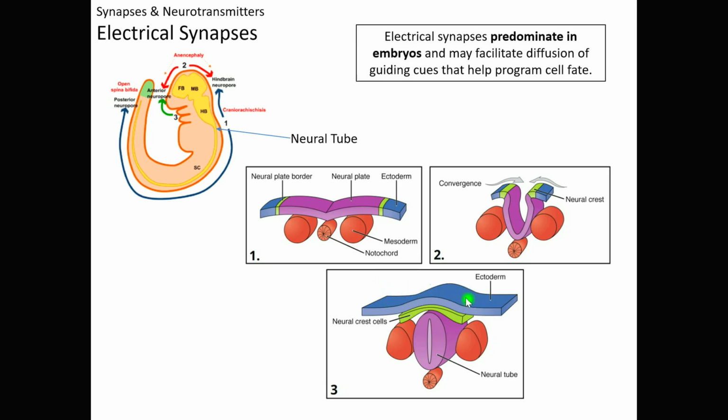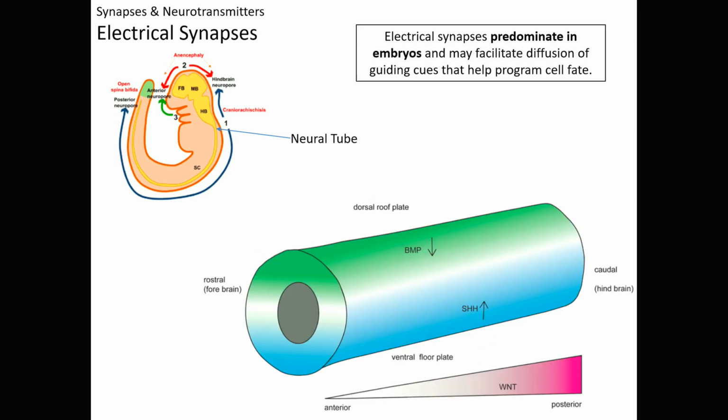So it's being produced on the dorsal side of the neural tube. And then later, the neural tube will actually start producing it itself from the region called the dorsal roof plate here. So BMP is a guiding cue that's being produced on the dorsal side of this neural tube, either by the overlying ectoderm or eventually by the dorsal roof plate of the neural tube itself.